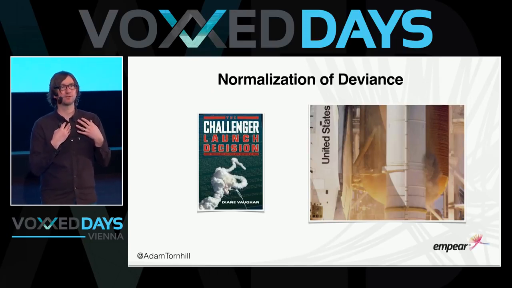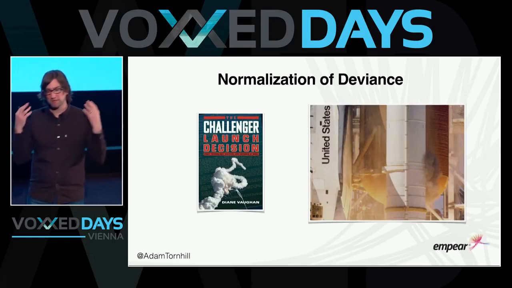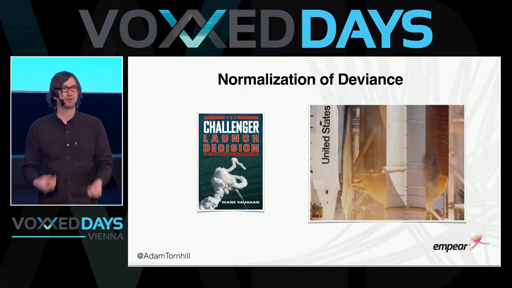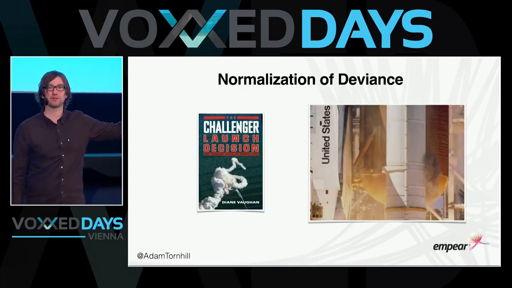People like us who develop software. And we have plenty of normalization of deviance within the software industry too. So think back to this file with 37,000 lines of C++. How do you get there?